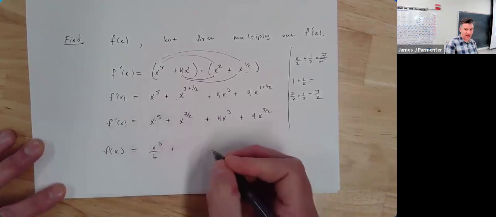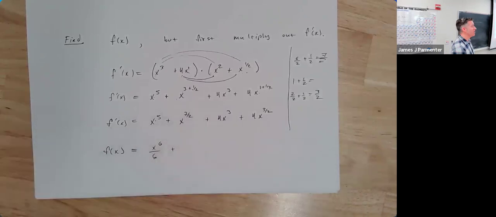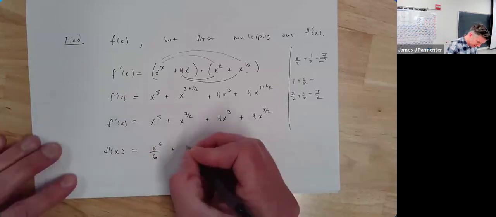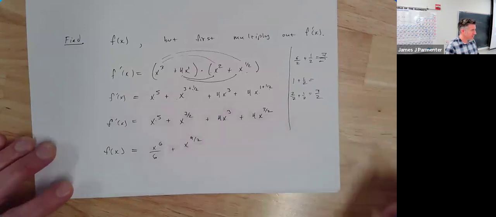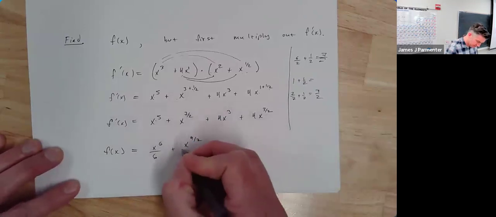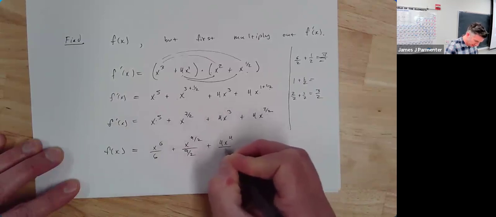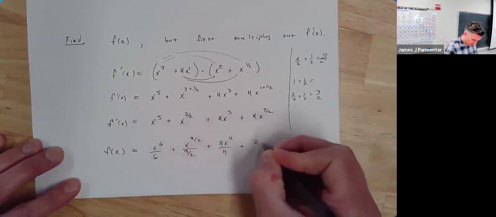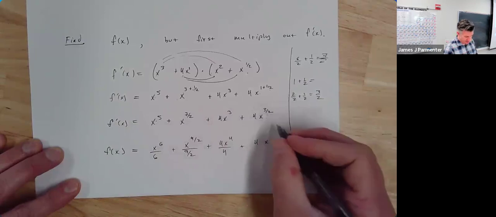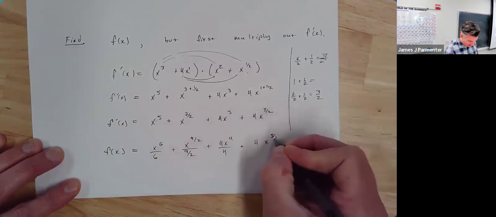For x to the 7/2, there are going to be a lot of adding of fractions, specifically adding 1 to a fraction. So if I'm adding 1 to 7/2, I'm really just adding 2/2 to 7/2. And 2/2 plus 7/2, well, 2 plus 7 is 9. So I'm going to get x to the 9/2 divided by 9/2, plus 4x to the fourth divided by 4, plus 4x to the 3/2 plus 2/2, which is 5/2.